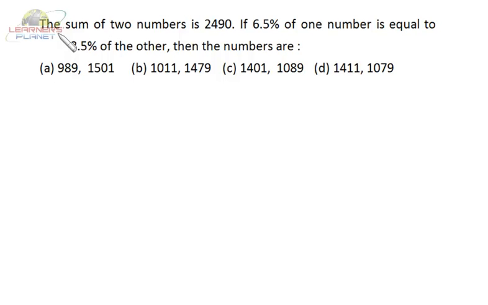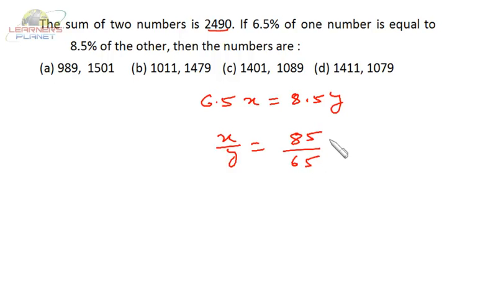Now, the sum of two numbers is 2490. If 6.5% of one number is equal to 8.5% of the other, then we have to find out the numbers. Since 6.5% of one number, that is 6.5 of x, is equal to 8.5y, and since I am having percentages on both sides, I can cancel it. That means x by y is equal to 85 by 65, that is 17 by 13.